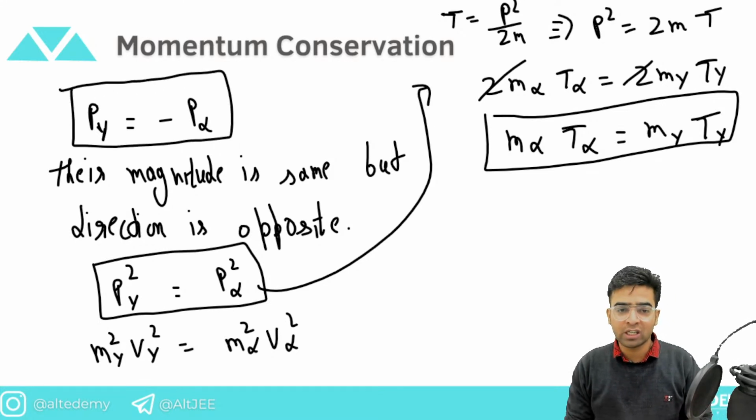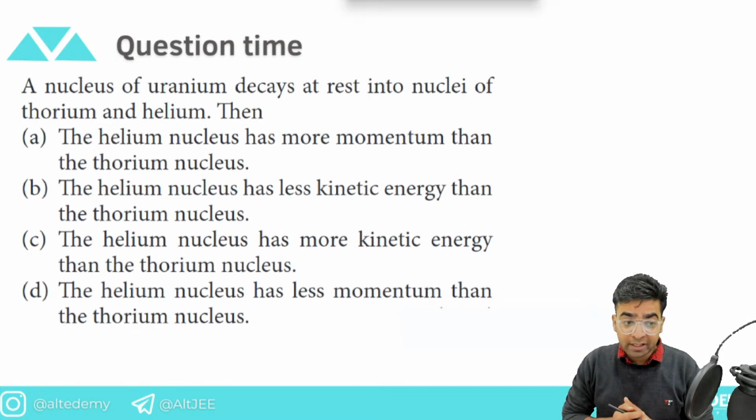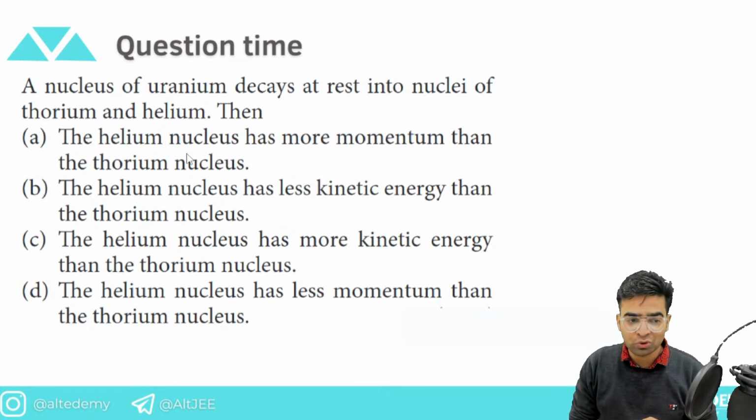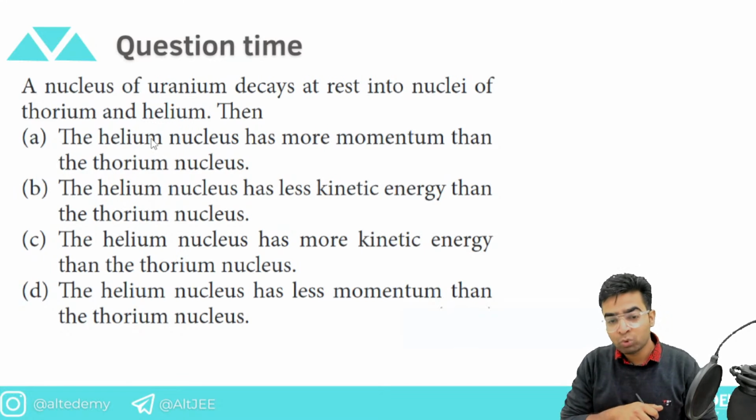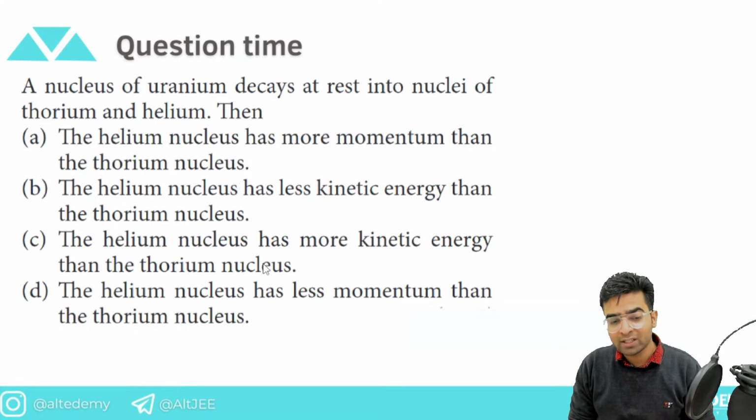Now let's do the question. A nucleus of uranium decays at rest into nuclei of thorium and helium, then the helium nucleus, let's try to do this question. The helium nucleus has more momentum than the thorium nucleus. The helium nucleus has less kinetic energy than the thorium nucleus. The helium nucleus has more kinetic energy than thorium nucleus, or the helium nucleus has less momentum than the thorium nucleus. What will it be?